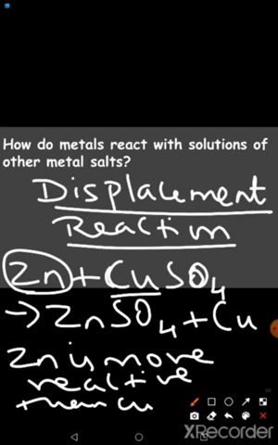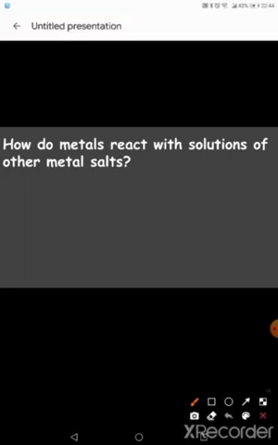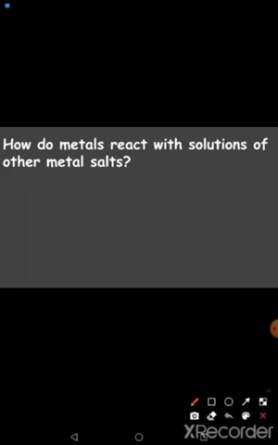Zinc is placed above copper. Therefore, zinc is more reactive than copper. So remember, a metal that is placed higher in the activity series can always displace the metal which occupies a lower position from the aqueous solution of its salt. I'll write it for you so that you can remember it for a longer time.